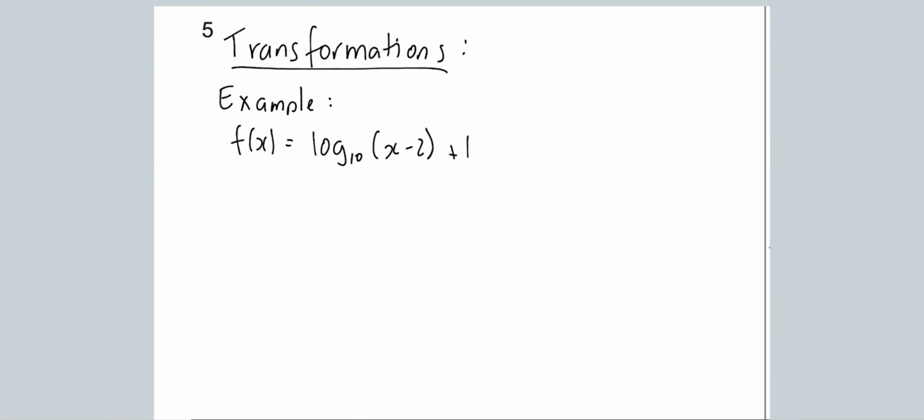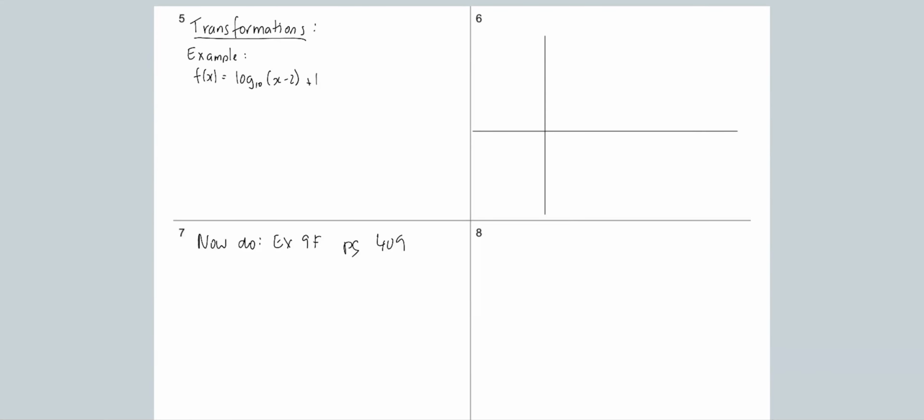So I'm starting off with f of x equals log base 10 of (x minus 2), plus 1. So how do we go about it? What we would do is consider how those notations would affect the graph. So first of all, what are our transformations here? There's just two of them. What are the transformations?